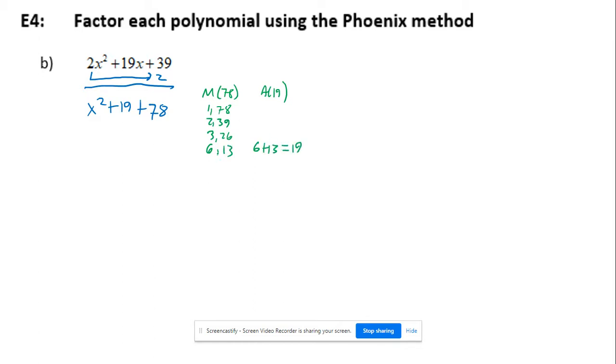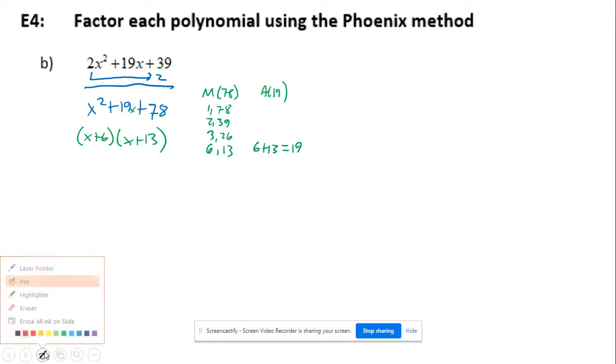So it took me a few tries to get the right pair of numbers to multiply to 78 and add to be 19. And I write it as x plus 6, x plus 13. But we are not done yet. It's not the slide method, it's the slide and divide method. And so what I still have to do is divide by the 2.